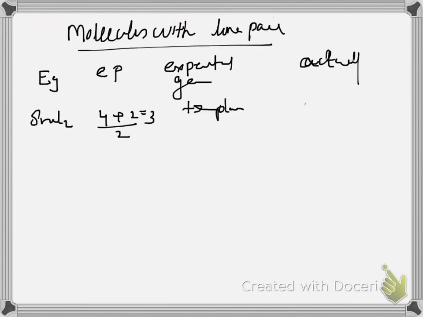Now we have to see some other molecules with lone pairs. So far we discussed molecules having bond pairs only. But when a lone pair is also present in the molecule, definitely the shape of the molecule will be changed.